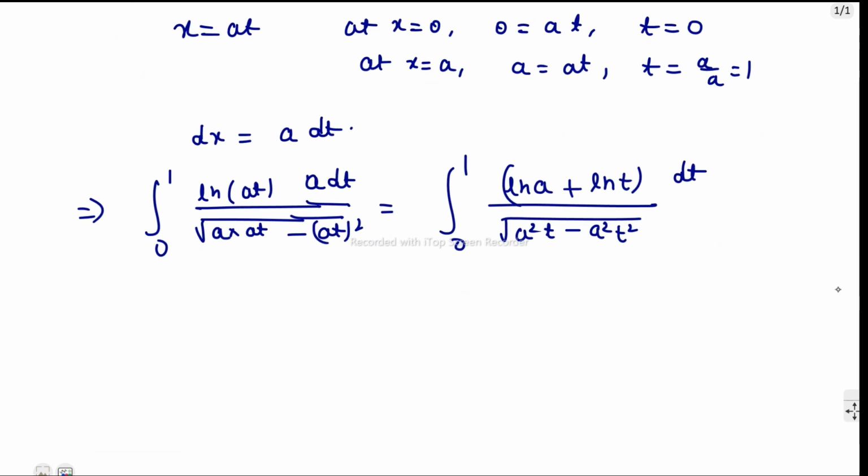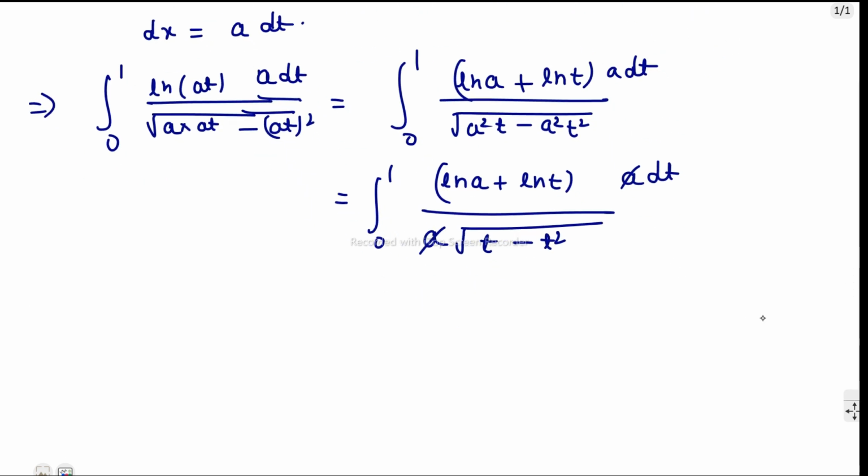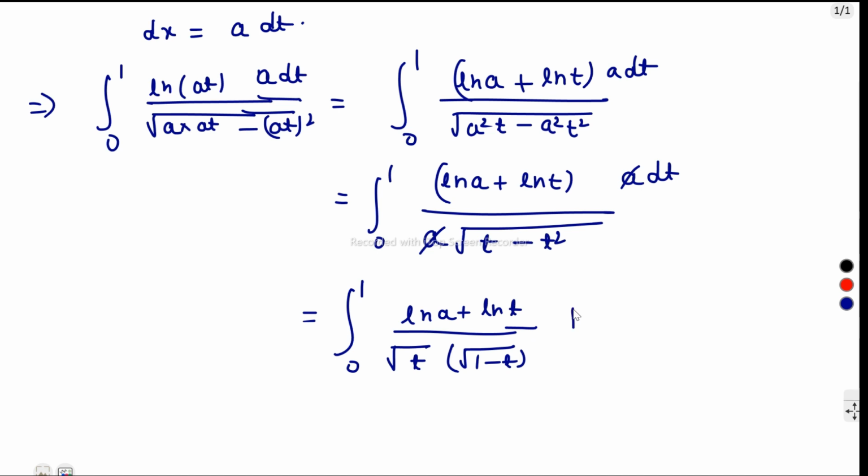Again we can take a squared outside of the square root. This is integral from 0 to 1, natural log of a plus natural log of t, a times dt over a times square root of t minus t squared. This a gets cancelled. Again we can write this integral as 0 to 1 natural log of a plus natural log of t over square root of t square root of 1 minus t dt.